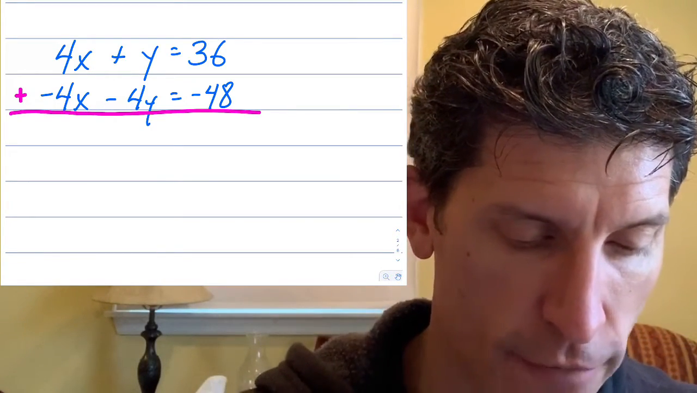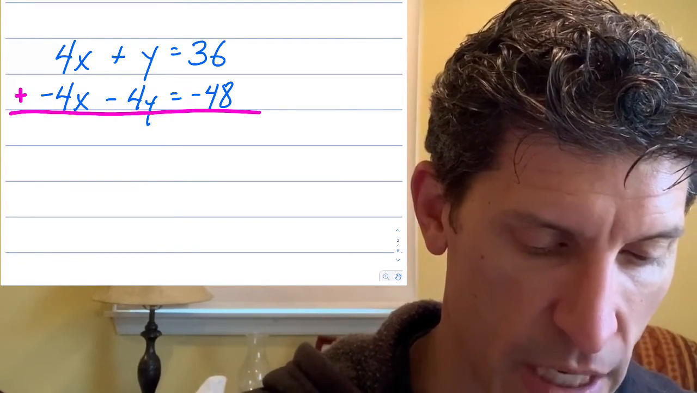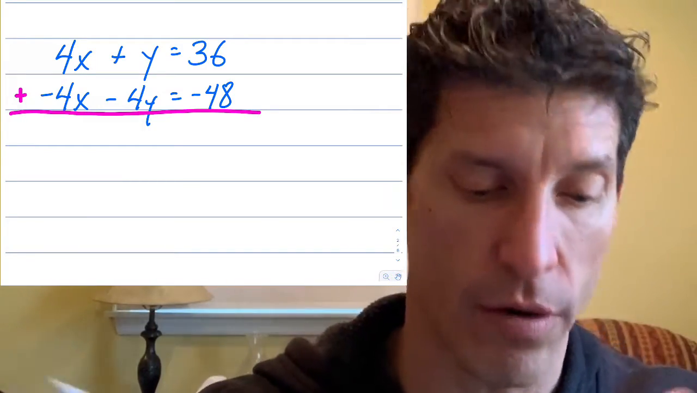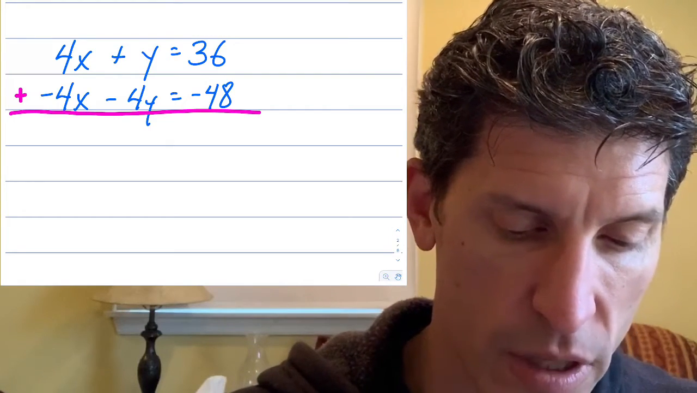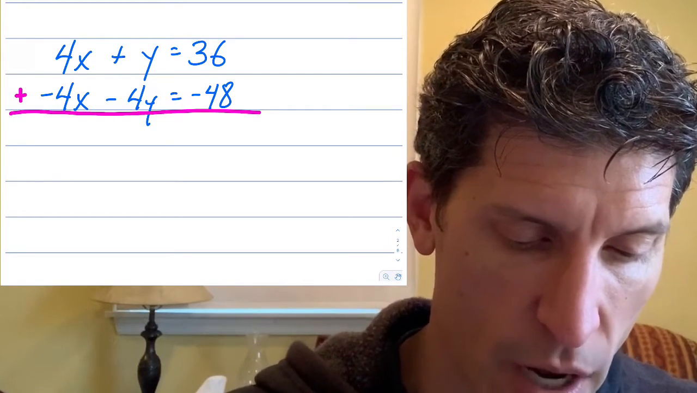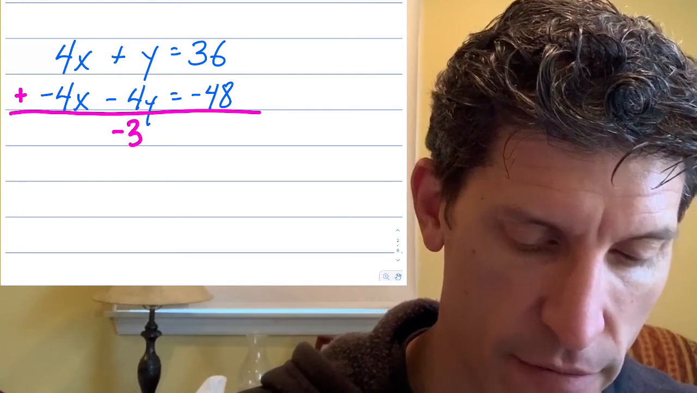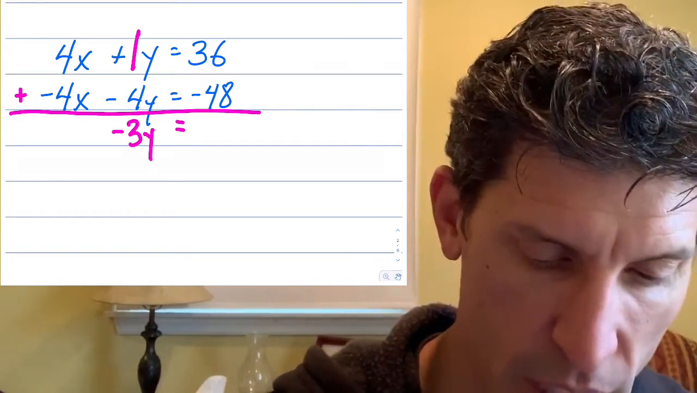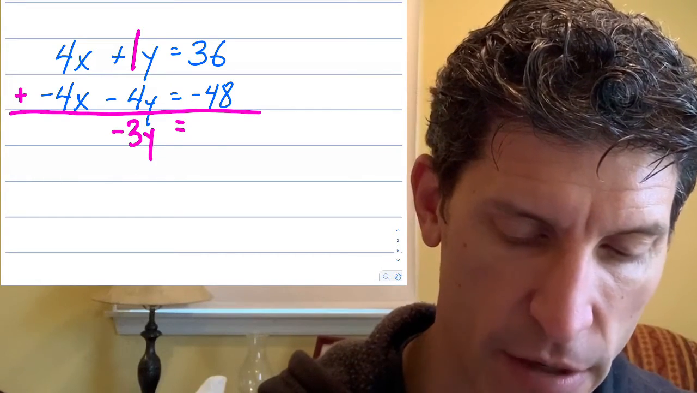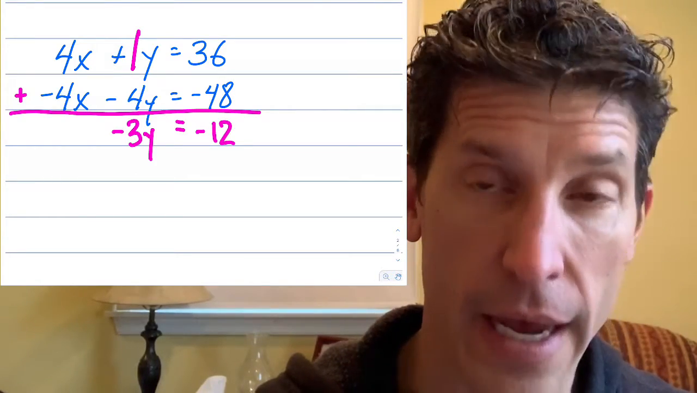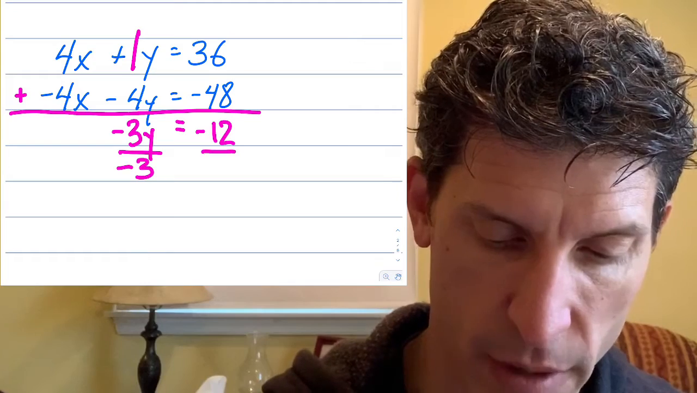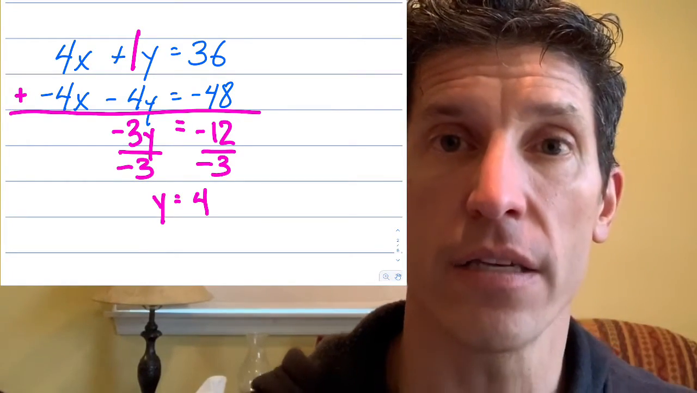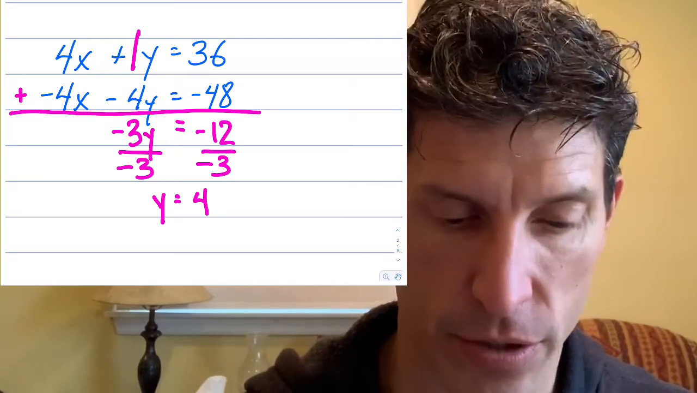So watch this. 4x and negative 4x, 4x plus negative 4x is 0x. I don't need to write that. That means we've already eliminated one of the variables. Now I'm using the y column. Positive y plus negative 4y is negative 3y, right? Put the 1 in there if you think you need it. Here comes the equal sign. 36 plus negative 48 is negative 12, and I almost have my y value. Divide both sides by negative 3, and y is 4. There it is. Half my answer again.